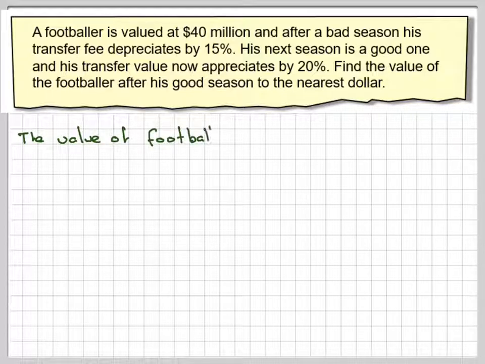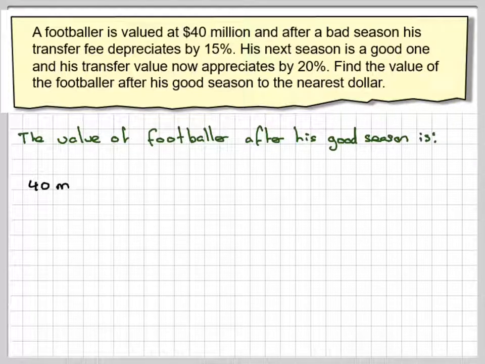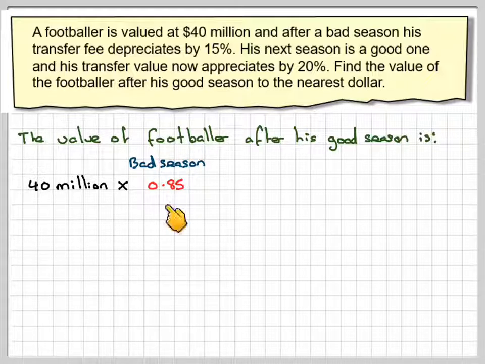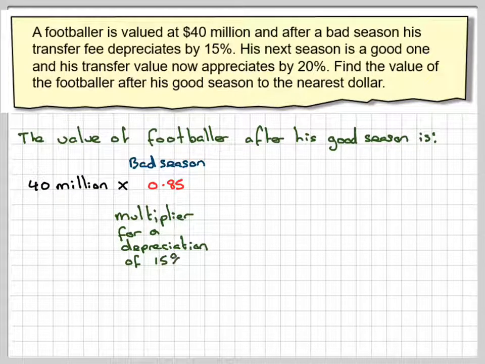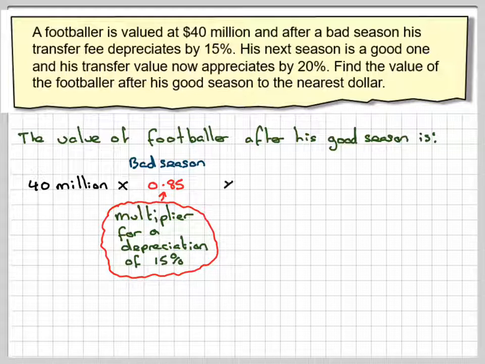So the value of the footballer after his good season is going to be 40 million times the bad season. Now the multiplier for a 15% decrease is going to be 1 minus 0.15, which is 0.85, because basically if it goes down by 15%, you have 85% of the 40 million left. And so the multiplier for a depreciation or a discount of 15% is 0.85.